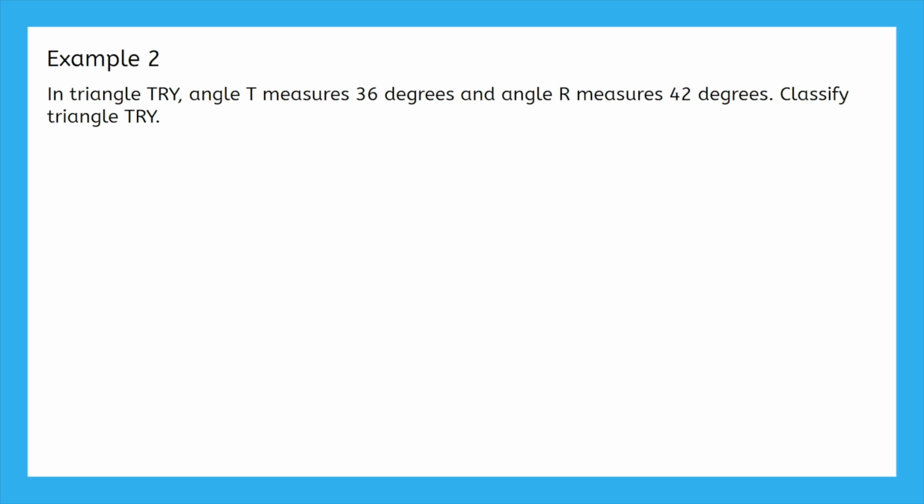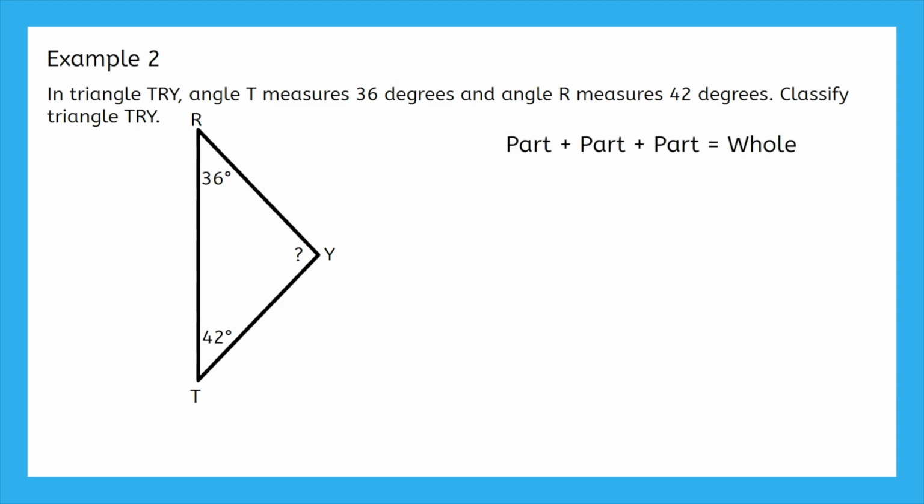So let's sketch our triangle out so that we have a visual. Follow along in your notes. How can we figure out the missing angle? Yep, one method is to write an equation. Let's follow the part plus part plus part equals whole setup. Remember, the angles in a triangle add to 180, meaning the whole for triangles is always 180 degrees. The parts we know are 36 and 42, and we can use y as the unknown angle, so we have 36 plus 42 plus y equals 180.